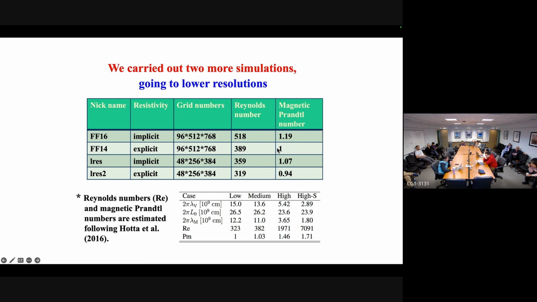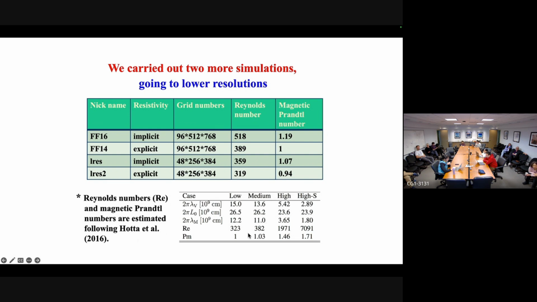Going to lower resolution means actually the Reynolds number is going down. It becomes smaller. So this is what we do. We go to lower resolution and we got 2 more simulations. So this is the Reynolds number, going down, and this is the proton number. I calculate all these numbers using the same method as in Hotelsang's paper.